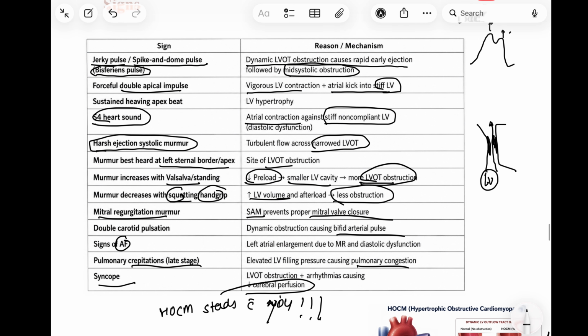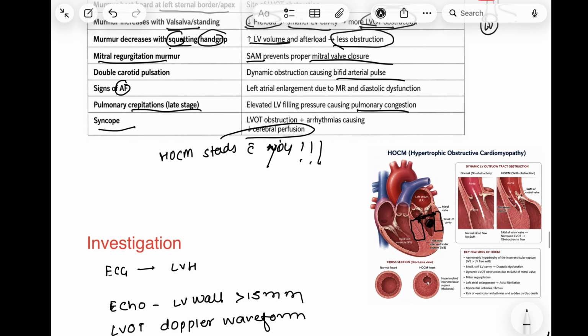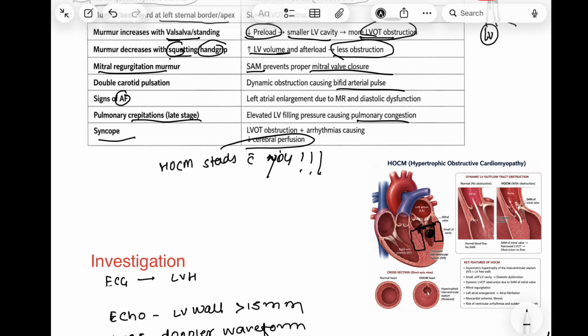The important key signs that we must remember are spike and dome pulse, then double apical impulse, then S4, then harsh ejection systolic murmur, and the intensity of the murmur is increased in Valsalva or standing and decreased with squatting and hand grip. So this is all about the signs of HOCM.